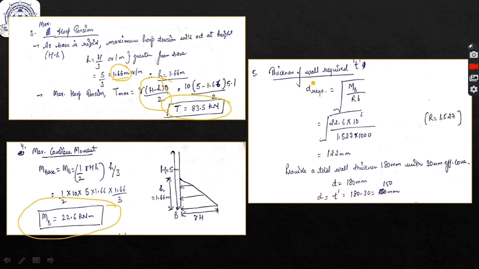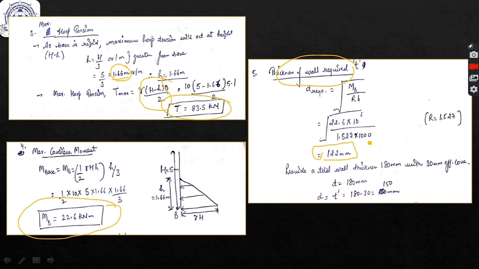Now we decide the thickness of the wall on the basis of this formula. Another difference, d required is under root M upon Rb. So we calculate the effective depth required to carry this particular moment. Here R is the design constant calculated earlier.